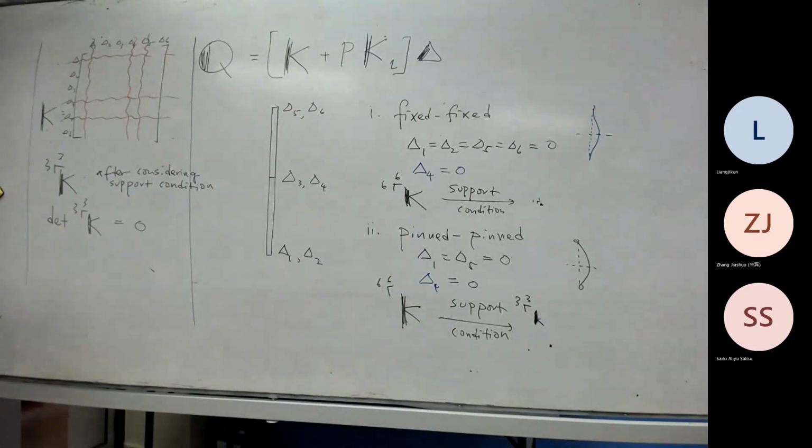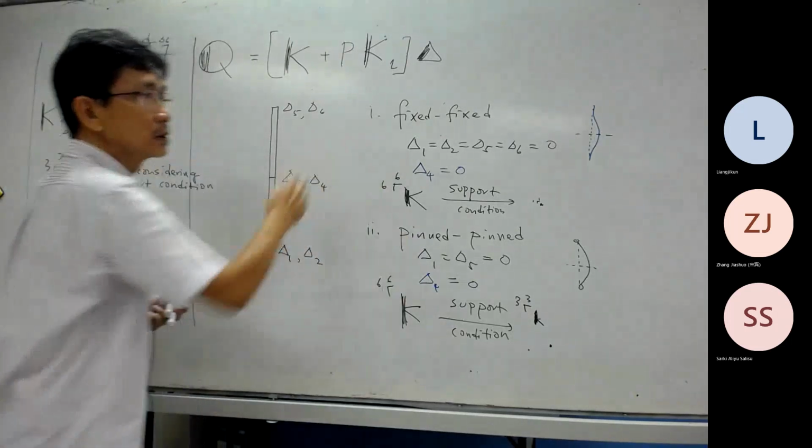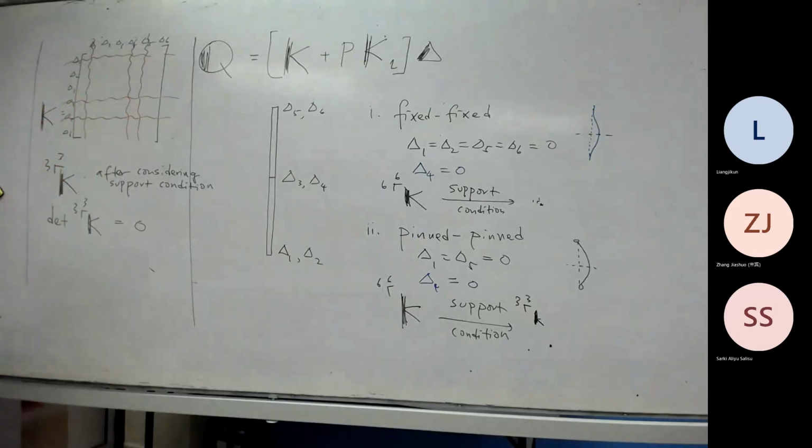Okay, so you need to know which one is 0 and what to do with the structure stiffness matrix, and only finally apply these conditions. The determinant of K becomes 0. Okay.